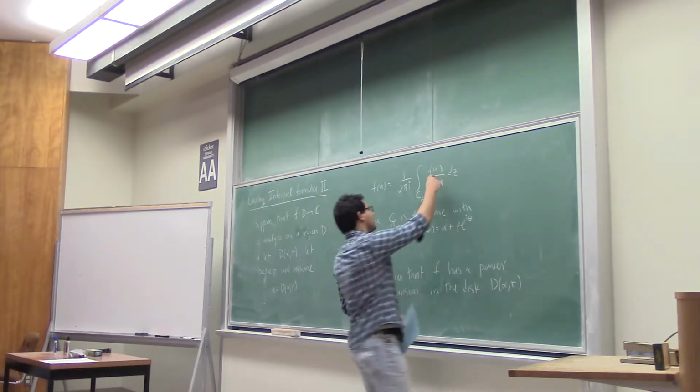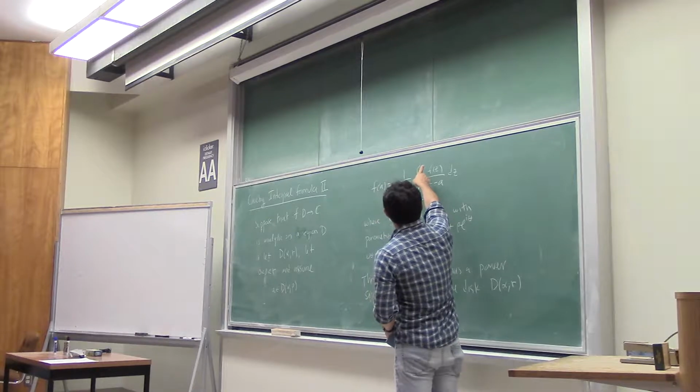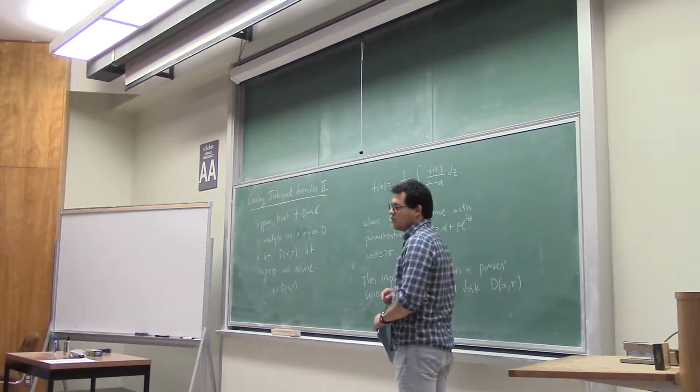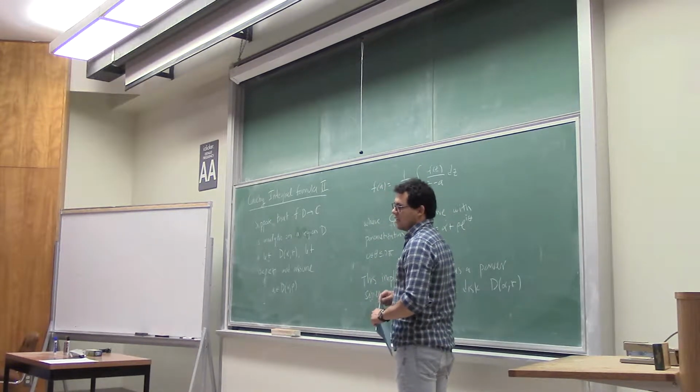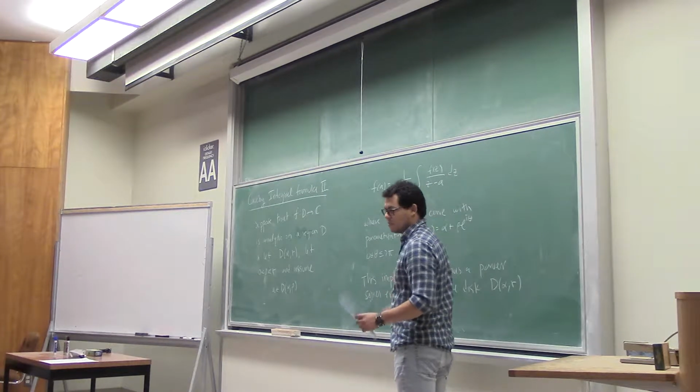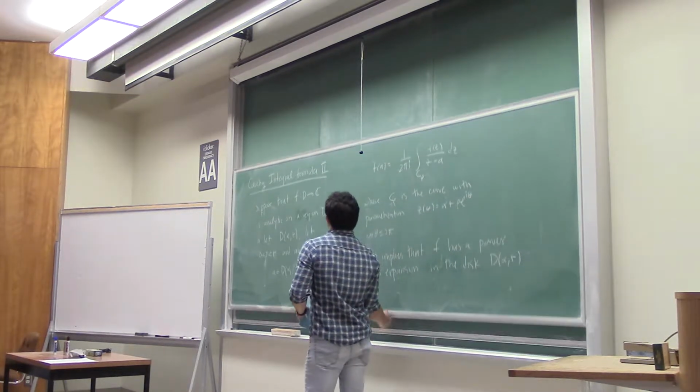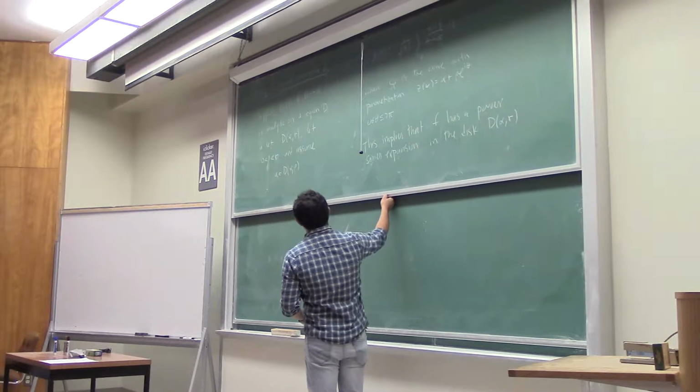You look at this piece, 1 over z minus a, and what you do is you expand that as a geometric series, right? So this is what we did. So let me recall that computation very quickly.